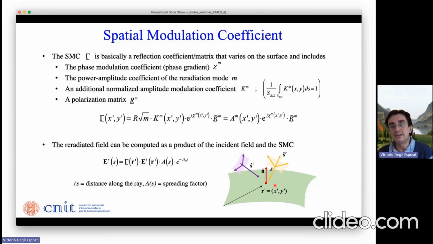So the field at a given distance from the metasurface can be computed starting from the incident field, multiplying the incident field by the proper spreading factor, the phase factor, and pre-multiplying it by the spatial modulation coefficient that in general is a matrix or a dyadic, as most people say. Of course, the parameters of the SMC and the spreading factor need to be found, and they are not trivial. So that's what my colleague Enrico will deal with in the second part of the webinar.